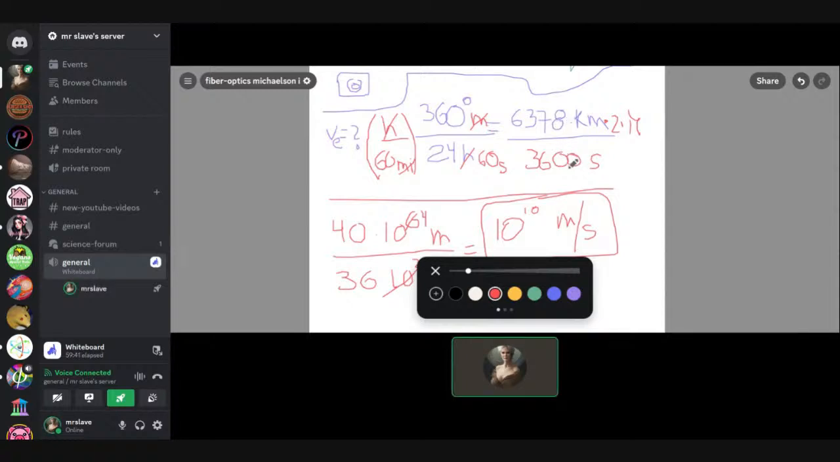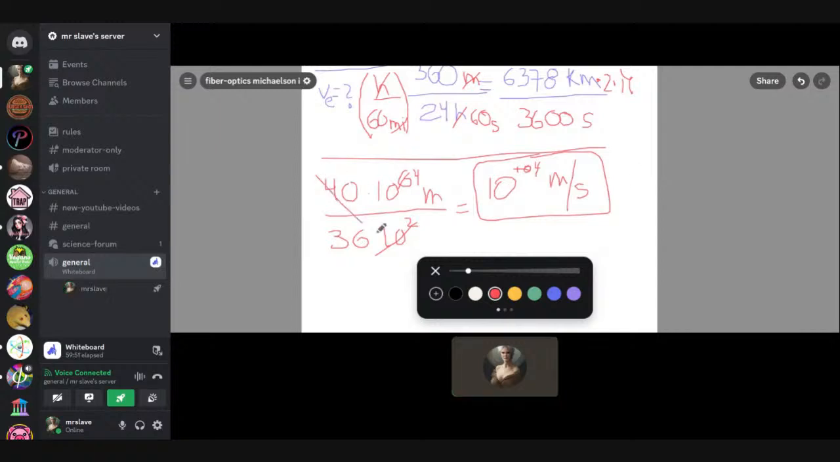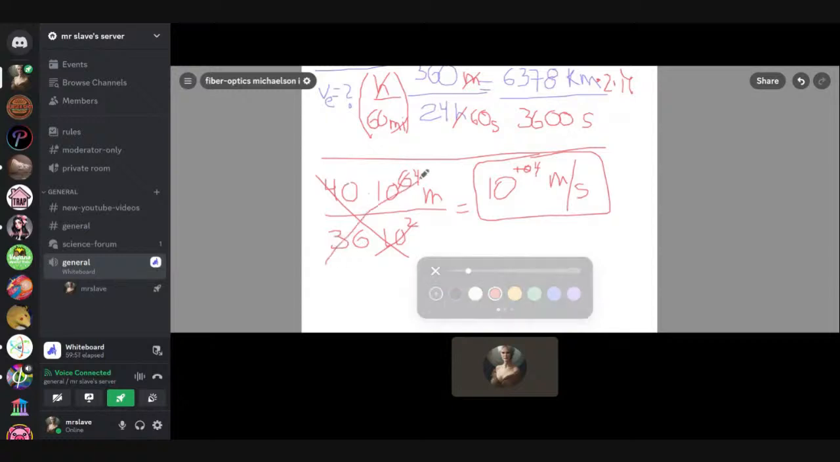So 6 minus 2 is 4. All right, so it's 4. So it's 10,000 meters per second. That's still significant. This is completely wrong. I don't know how I got this. I don't know what I did here.